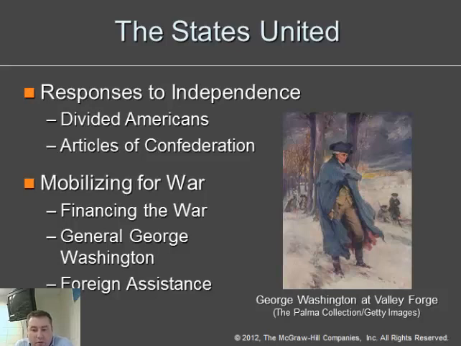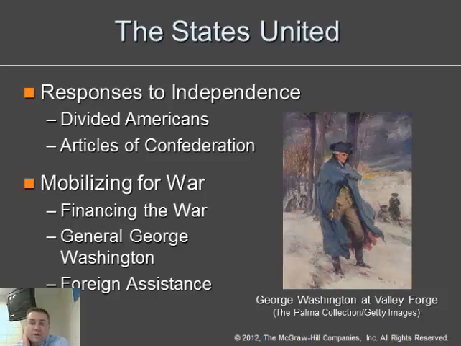Loyalists, also called Tories by the Patriots, remained loyal to the king, and the former colonies, now states, began to write their own constitutions and were sovereign as a new national government. The Articles of Confederation that were created were ratified in 1781, and this government was relatively weak, and it was also very decentralized.